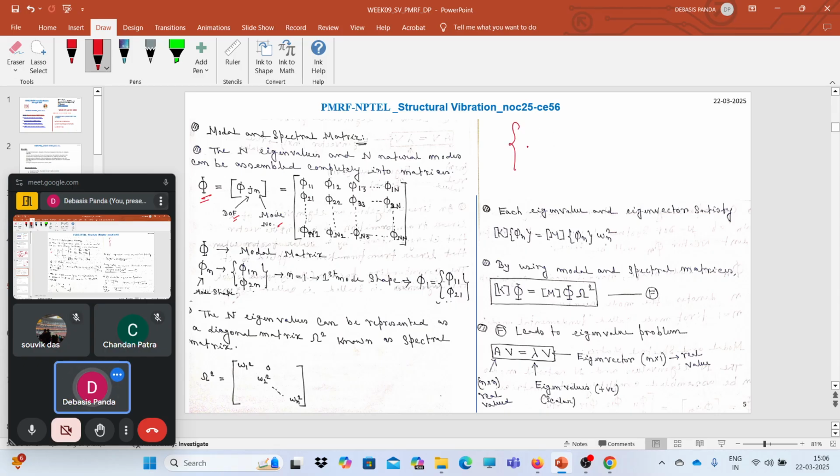That means each of its columns contains mode shapes. Say this is your phi 1, and again go to the next column, you will get your phi 2. So phi 1 contains phi 1 1, phi 2 1, phi 3 1, dot dot dot, phi n1. Similarly, within that modal matrix we have the mode shape information. So this is your first mode, this corresponds to the second mode, this corresponds to the third mode, and all these things.